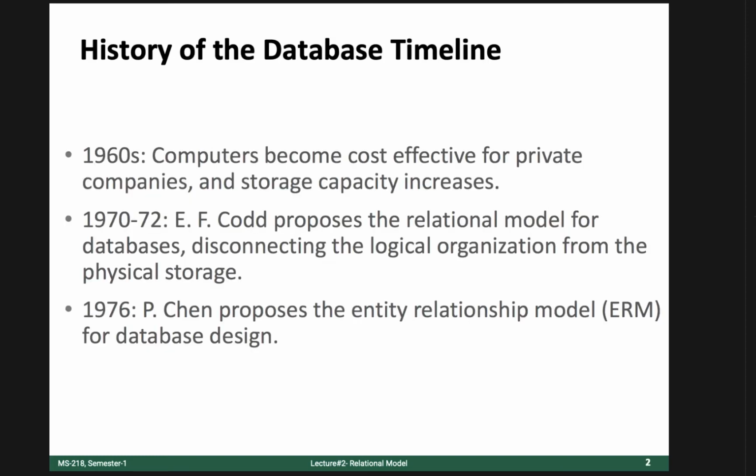Okay. So, the history of the database timeline, I will quickly go through this. Obviously, you don't have to remember the history of databases. But the important thing is what happened in 1970-72, when Codd proposed the relational model for databases. This is the first model that became famous. Obviously, before that there were some other models, network-based models and other database models, but the relational model is the one that changed everything about databases.